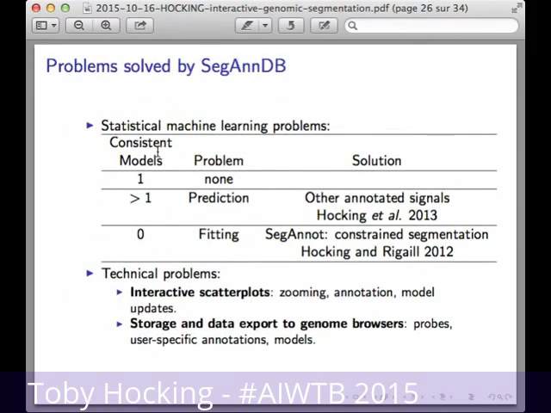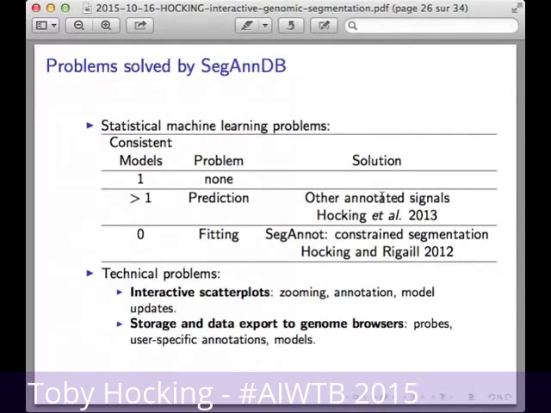So, to summarize, there are 4 problems that we solved in this SegAnnDB paper. There are 2 statistical machine learning problems which I just described, right? The first occurs when, well, we saw that when there's exactly one consistent model, there's no problem, so we just pick that consistent model and that's fine. But when there's more than one consistent model, we have this prediction problem. Which number of change points is the one that we should show?